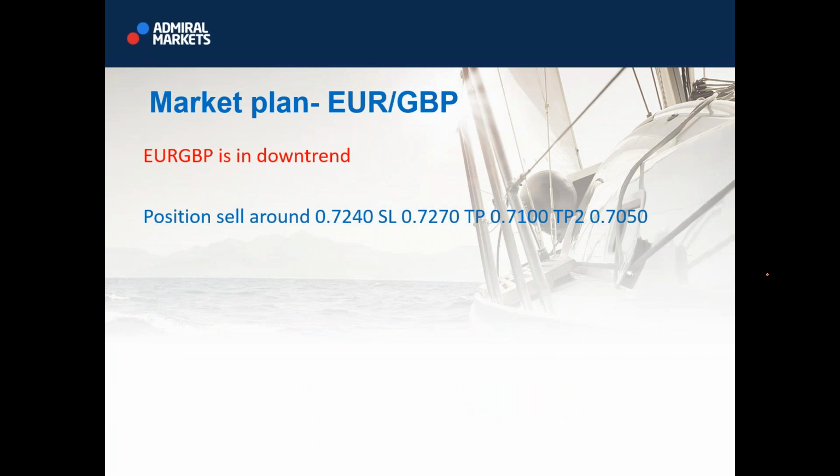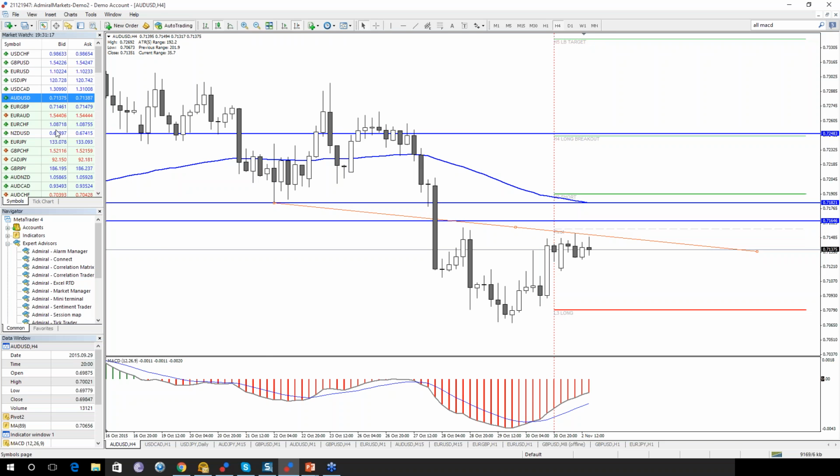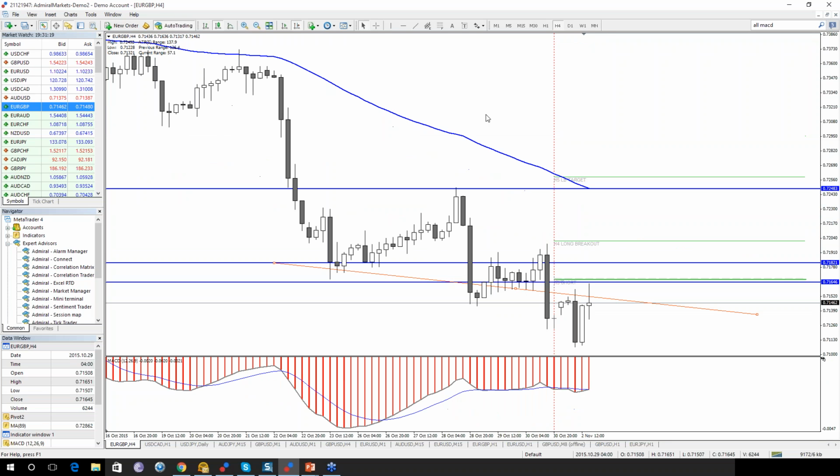Euro GBP is in downtrend. I'm looking to sell at 72.40, 72.70 stop loss, 71 first, 70.50 second target. Euro GBP definitely has strong resistance, confluence with the 89 EMA.